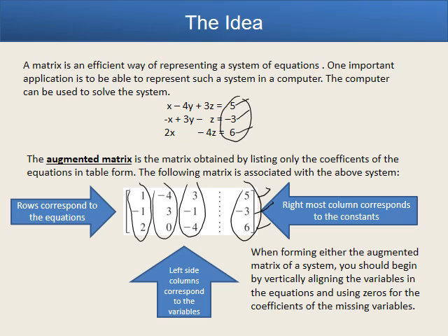When forming the augmented matrix of a system, you should begin by vertically aligning the variables in the equations and using zeros for the coefficients of missing variables. That's what we did in the third equation. Notice the y is missing and we associated the 0 with that coefficient.